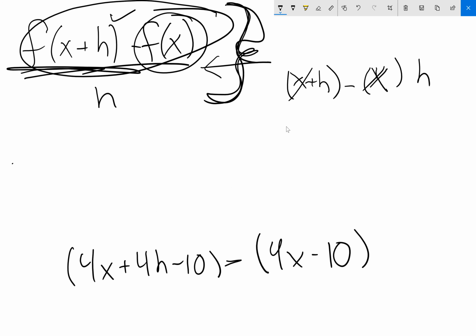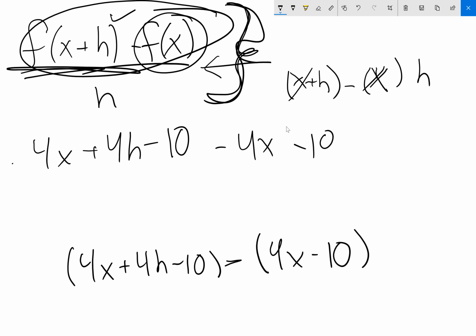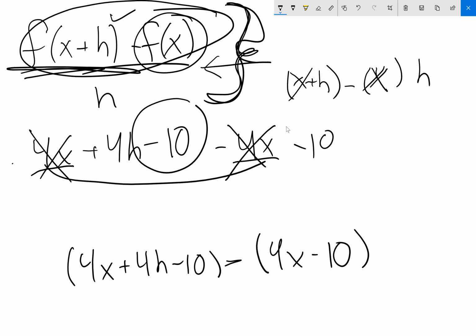So let's say, for example, I just did 4x plus 4h minus 10 minus 10, minus 4x minus 10. Okay. So here, let's combine like terms, right? 4x minus 4x, that means they cancel. Here, we have a negative 10 and a negative 10. So that would give us 4h minus 20.